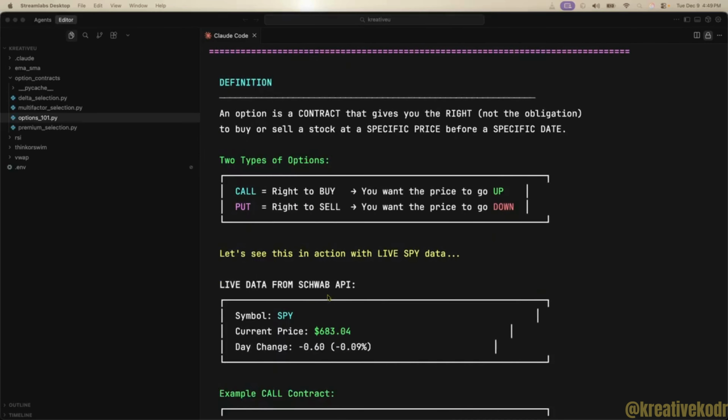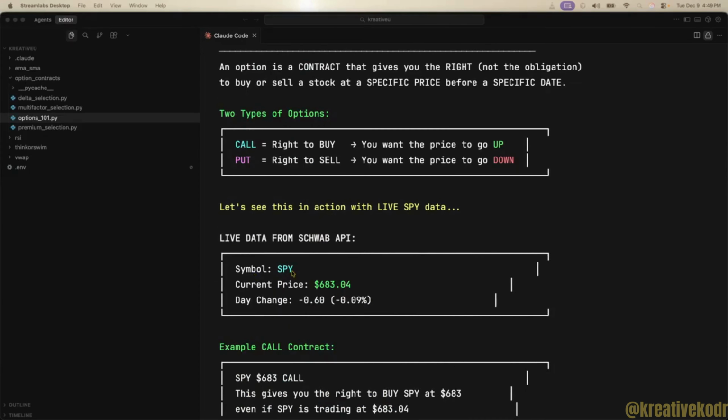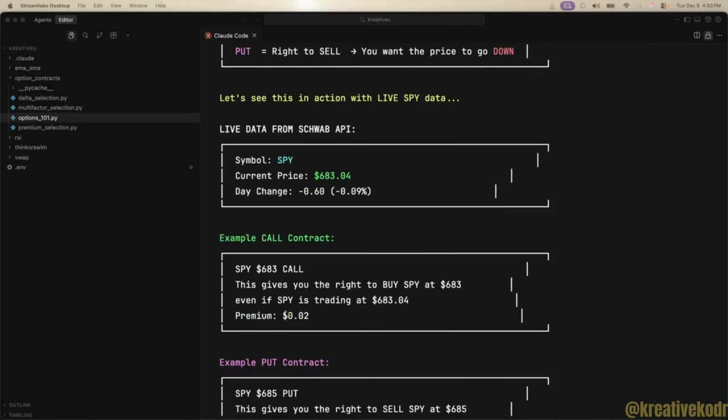We're pulling in the price live from Thinkorswim or Charles Schwab, and we're using the S&P 500 or SPY, the top 500 companies within the New York Stock Exchange. The current price is 683.04 and the day change is just about 60 cents. So here's an example of a call contract: SPY 683 gives us the right to buy SPY at 683, even if SPY is trading at 683.04. The premium it costs is $2.